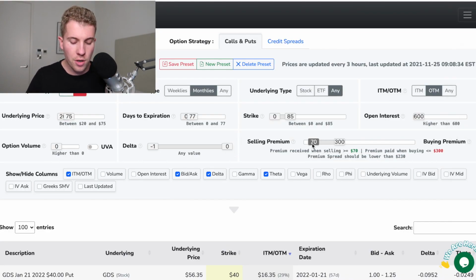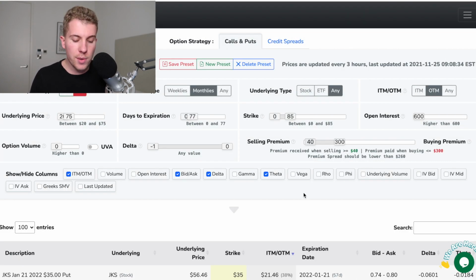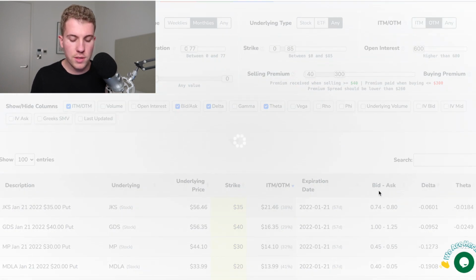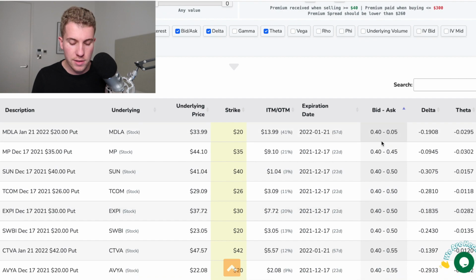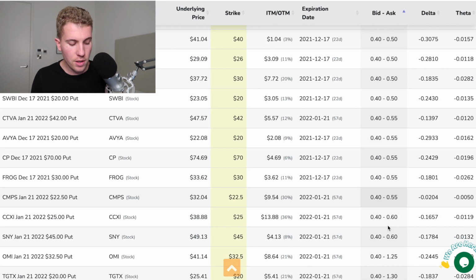But know also that you can, for example, decrease the premium that you'd like to receive. So let's say that you want to set the bar at around $40 minimum. Now it's going to show you premiums of minimum $40. So if we click on the bid and ask, we should see around $40 minimum. So you can see that here it is. And now you also have different stocks that appeared. And if you're interested in those stocks and you find that this is actually quite a good trade to place, then go for it.